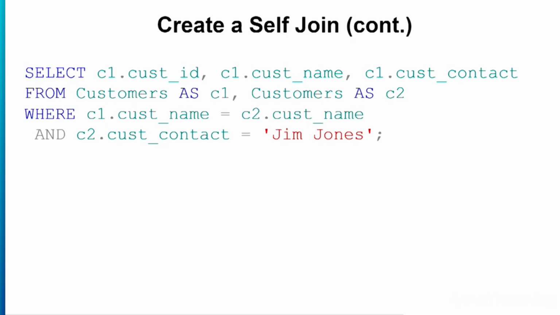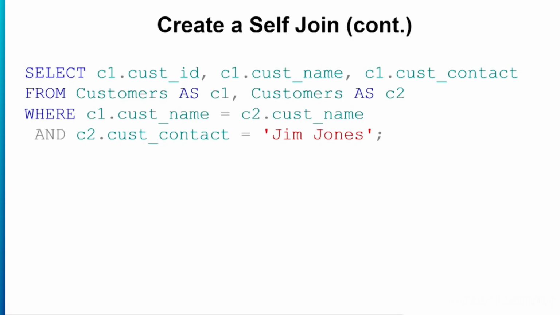Take a look at this select statement. This is an example of a self-join. You'll notice we're returning three columns from customers, and the customers table is there twice. We're joining the two, and there's a filter on one of them. Now, the DBMS would complain that cust ID, cust name, and cust contact were unknown or ambiguous because it wouldn't know which instance of the customer table you're referring to. So here, we've used an alias to rename each one.